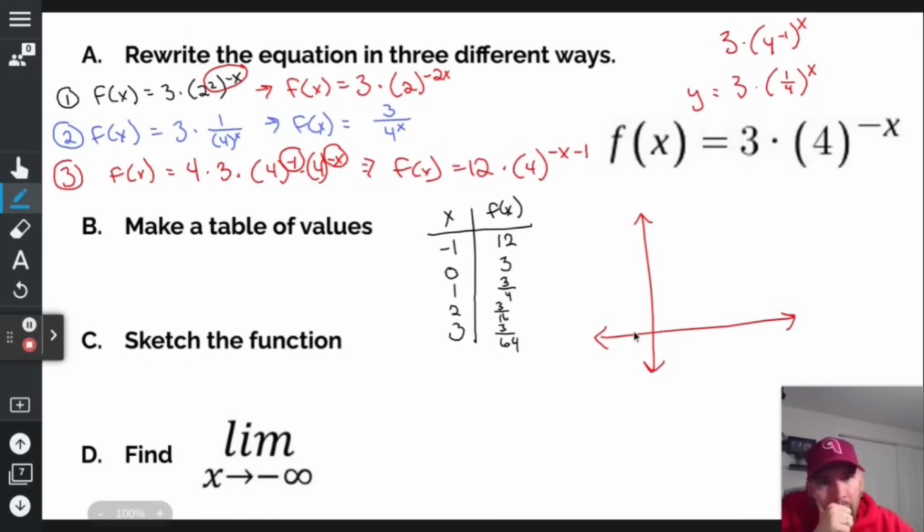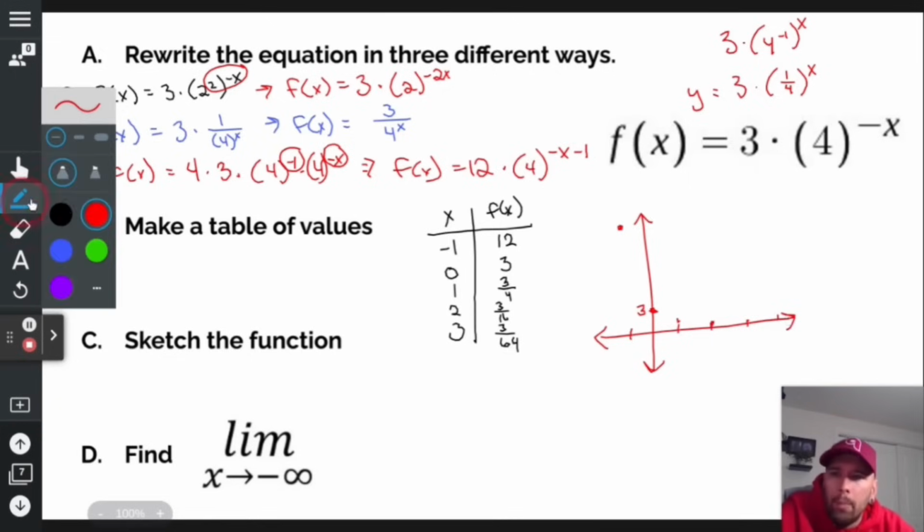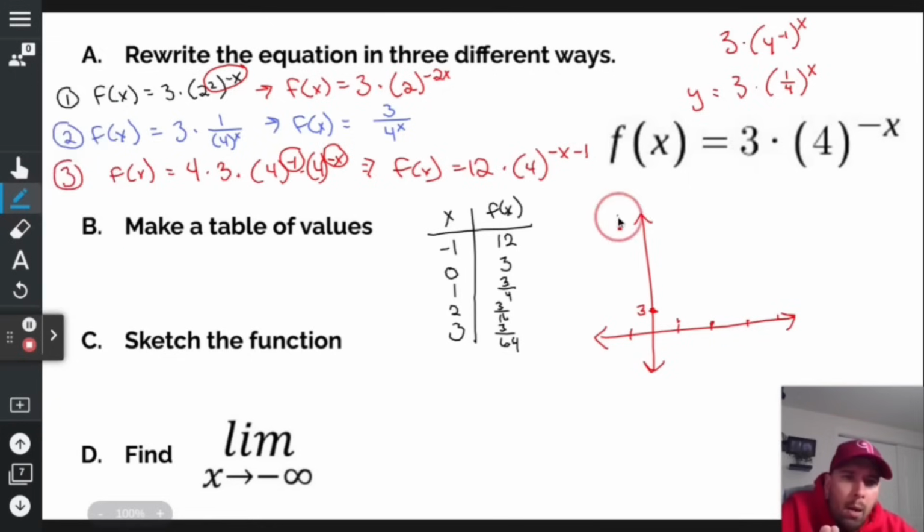So I have negative 1 way up here at 12. And then at 0, 3, which we saw from a previous problem, that's my y-intercept. And when you plug in 1, you get 0.75, so something down here. And when you plug in another one, it's basically 0, and another one, basically 0. So what's going to happen is you start way up here, and then you eventually level out at 0.